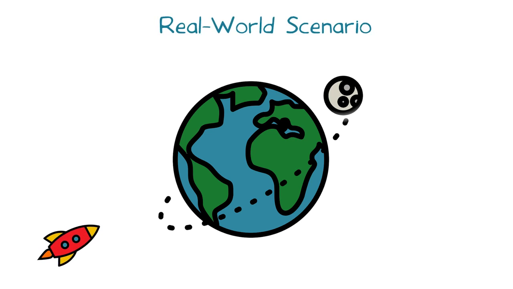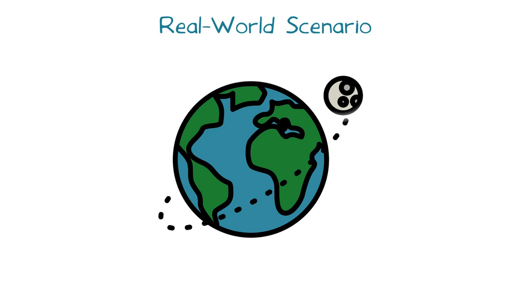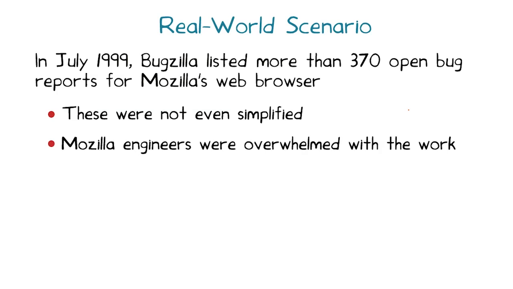Let's look at a real-world scenario which should help motivate the necessity for bug minimization. In July of 1999, Bugzilla, the Mozilla bug database, had over 370 unresolved bug reports for Mozilla's web browser. These reports weren't even simplified, and the bug queue was growing by the day. Mozilla's engineers became overwhelmed with the workload.